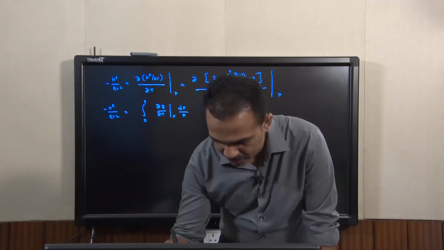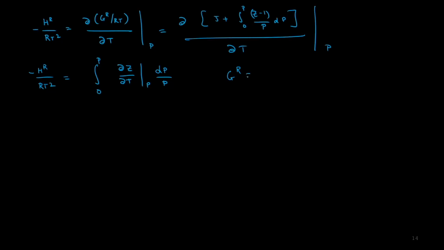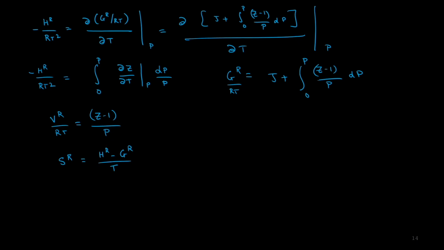Remember, earlier I have GR by RT as some constant J plus integral 0 to P (Z minus 1) by P dP. I have HR. VR by RT is anyway simply (Z minus 1) by P. So it is this quantity right here.